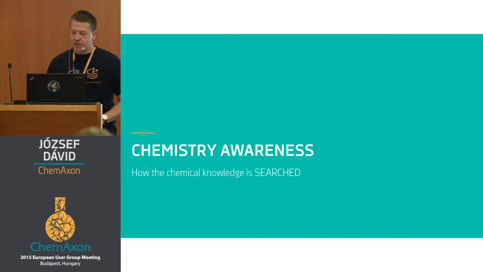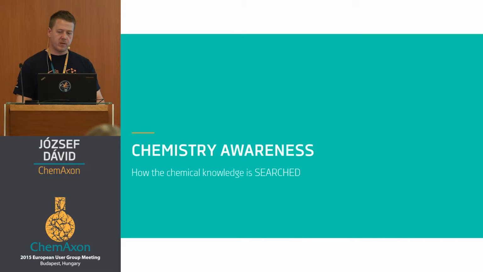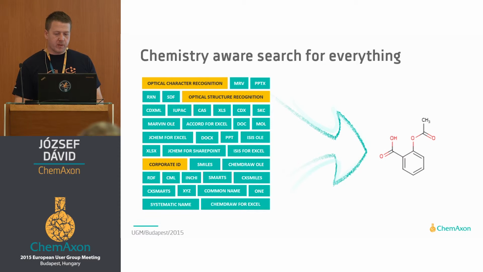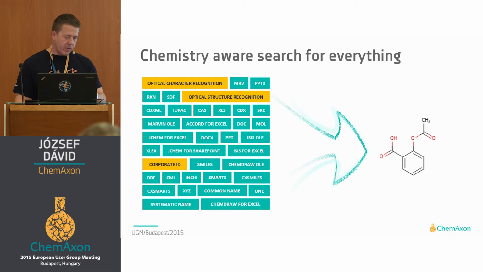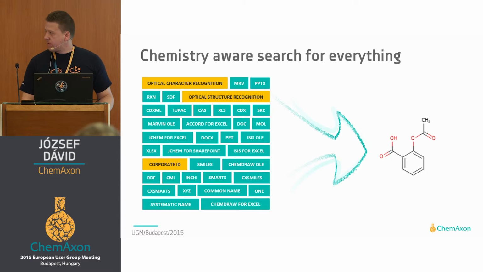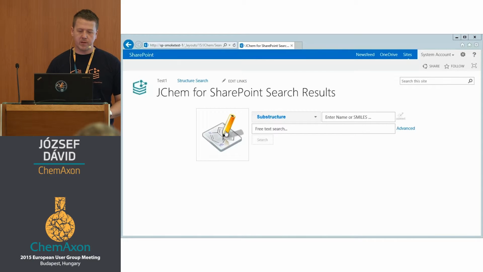If this guy finished and put all the data into SharePoint, which is required by the management, the management wants to find those data. JChem for SharePoint could help you as well, because as you can see here, we know many representations of structures, files, or chemical files, or formats, or even images. Some of them, as you can see here, I highlighted because they are relatively new implementations. Today I would like to show you the optical structure recognition through a video here.